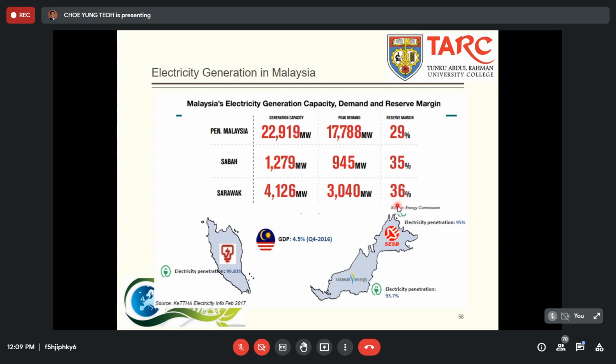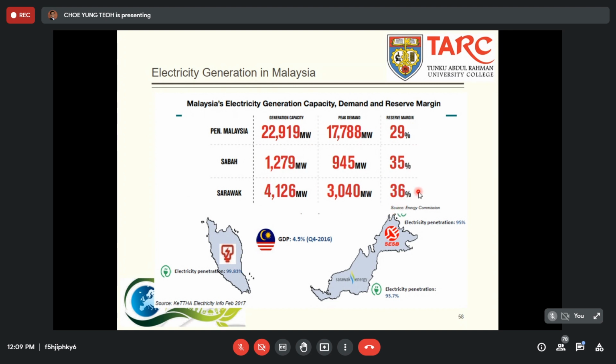In other words, in one day, the maximum peak demand that we need is only 17,000, but we generate 22,000 on average. Okay? So where does the energy go? Are you able to store the energy? It's actually wasted. Okay, so we waste 29% of energy every second, every year. And Sarawak is even worse, we waste 26%.